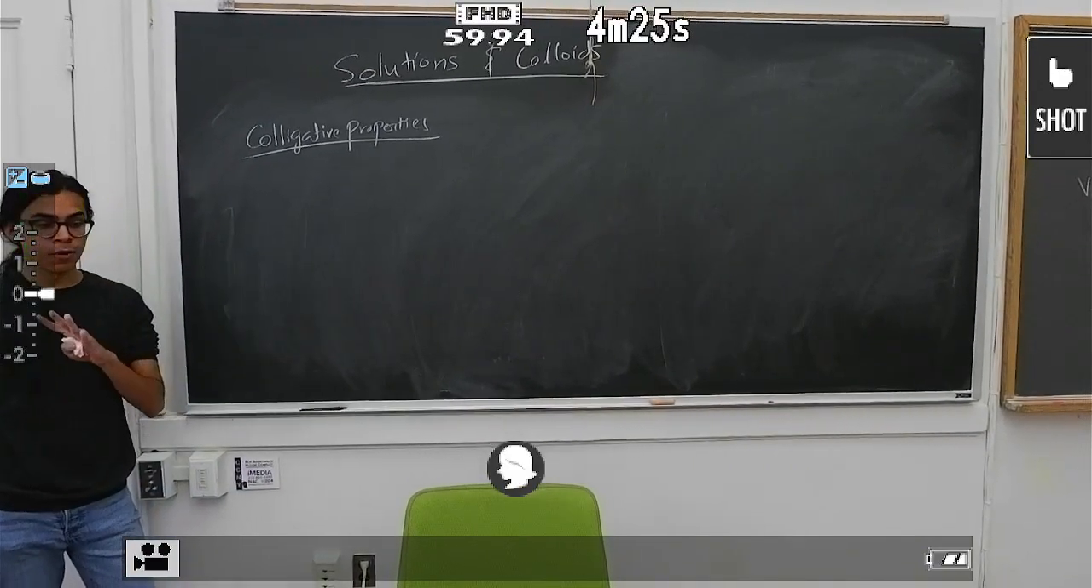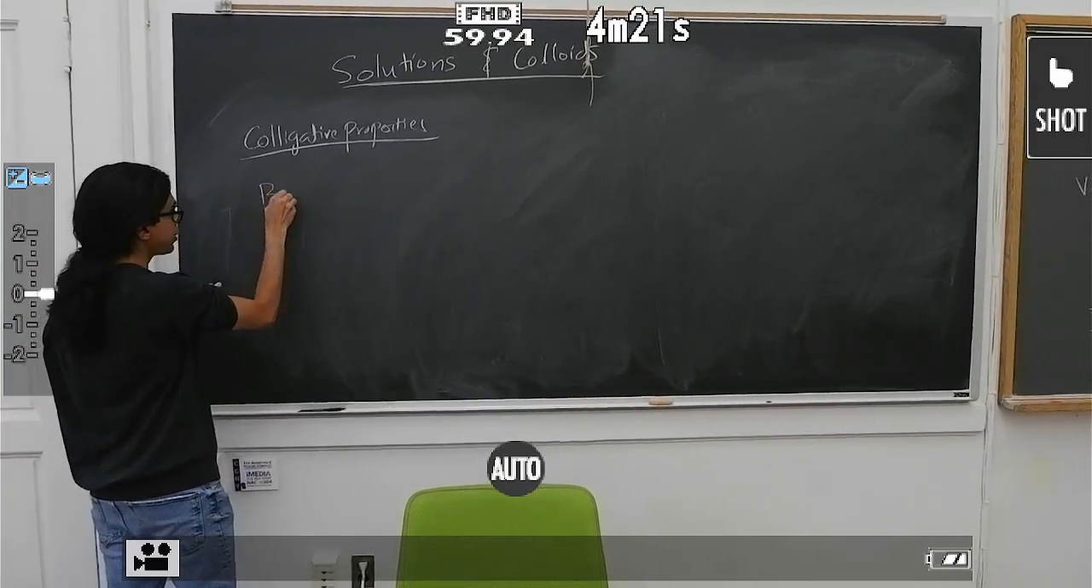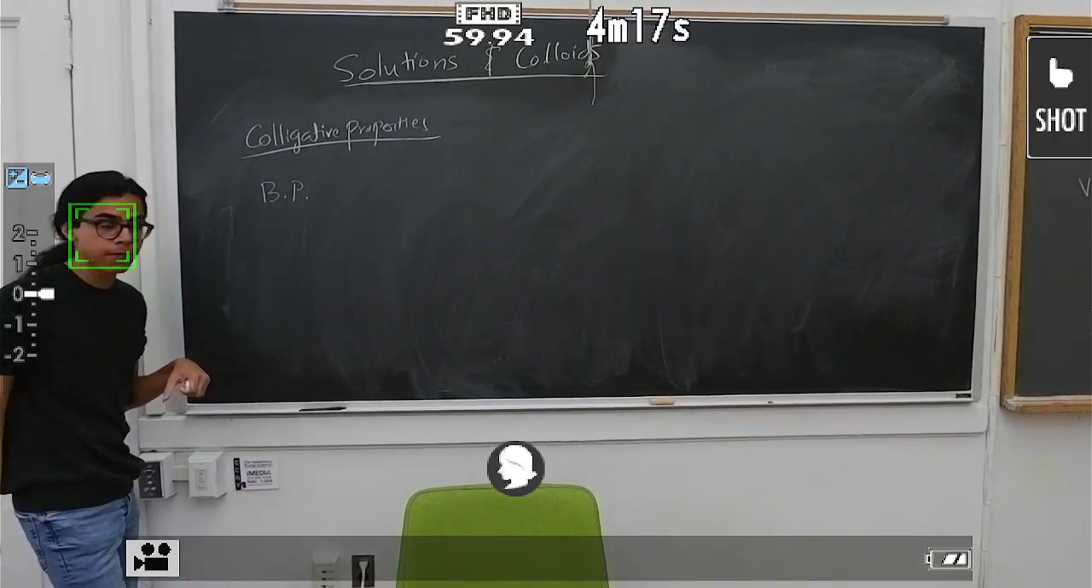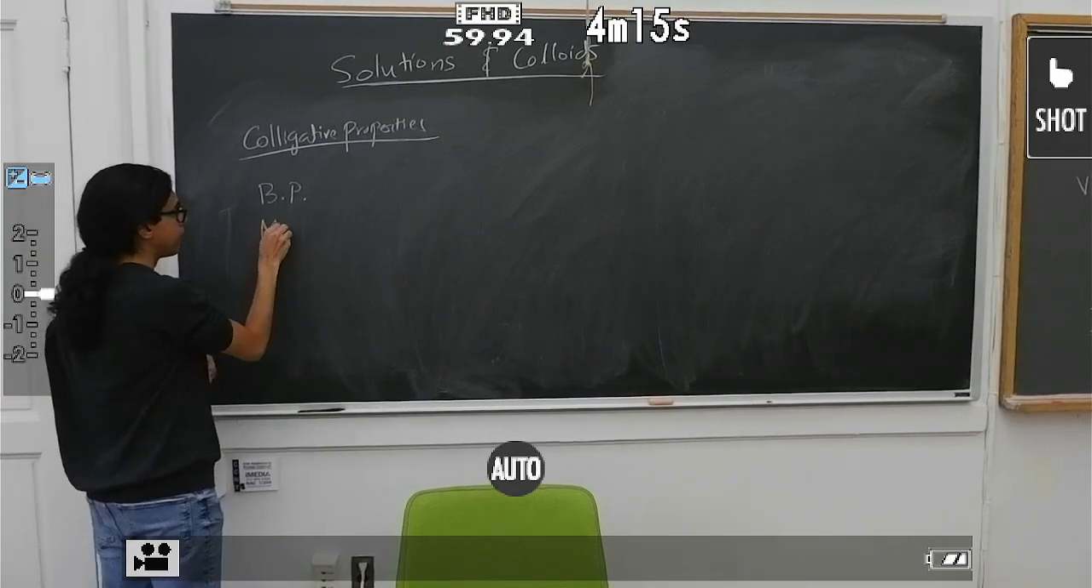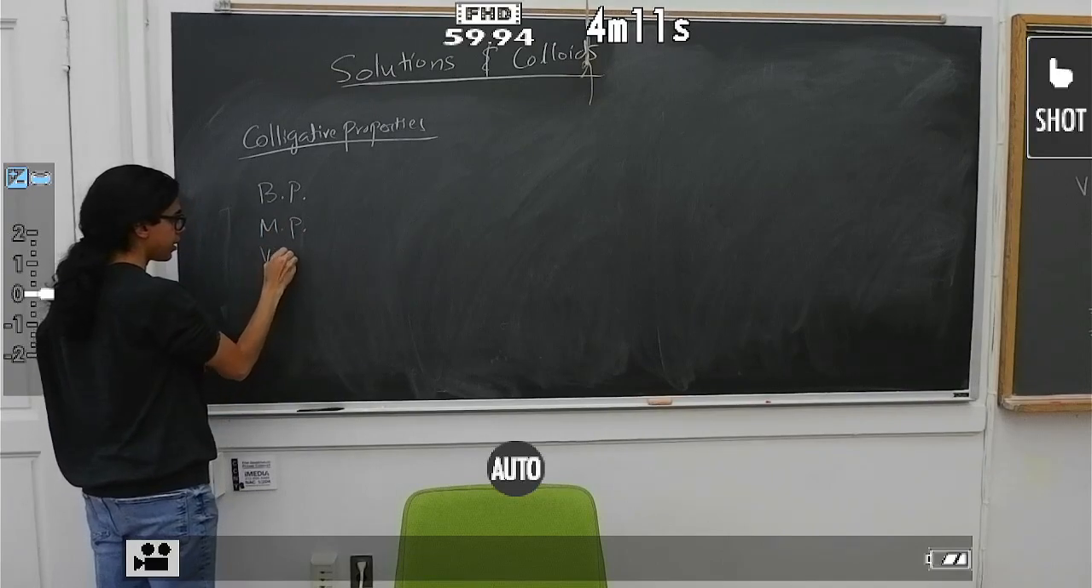We'll examine four such properties. We'll examine boiling point changes. Does the solution have a different boiling point than the solvent that we started with? Melting point changes, vapor pressure changes.